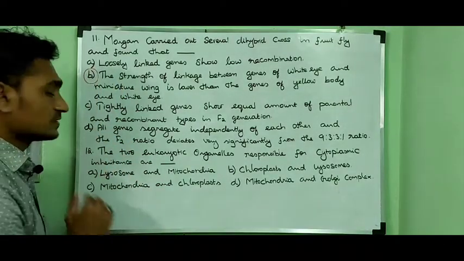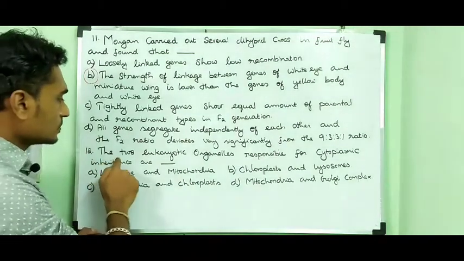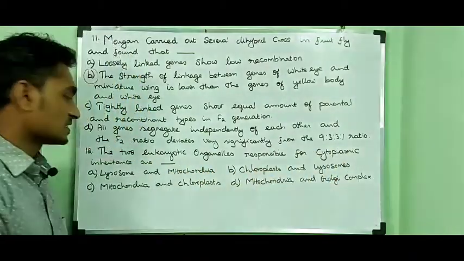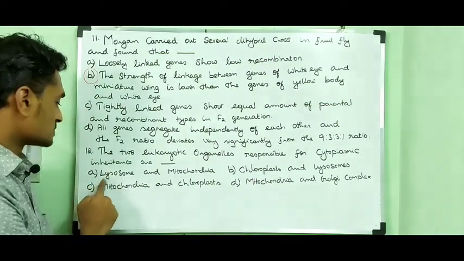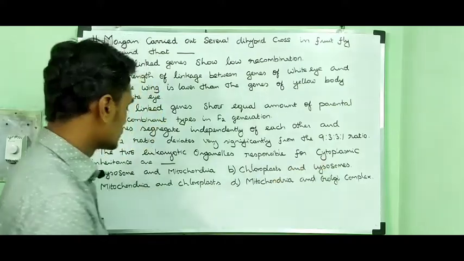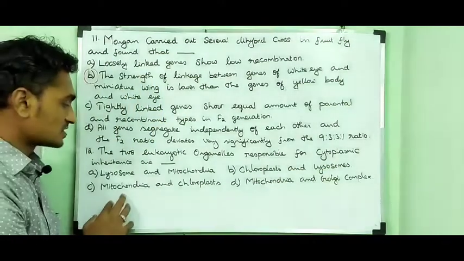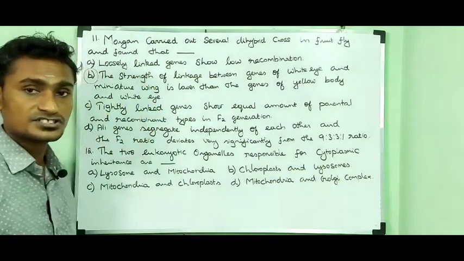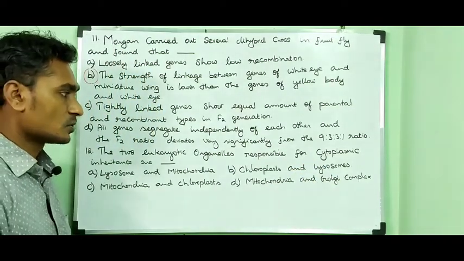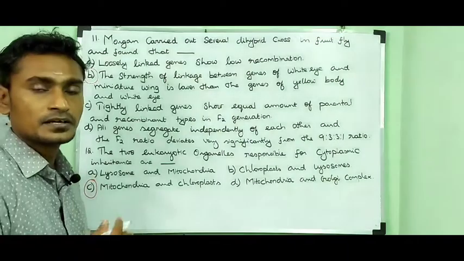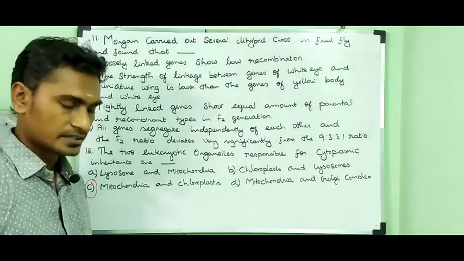Then the 12th question. The two eukaryotic organelles responsible for cytoplasmic inheritance are: option A, lysosome and mitochondria; option B, chloroplast and lysosomes; option C, mitochondria and chloroplast; option D, mitochondria and Golgi complex. So option C is the right answer. Mitochondria and chloroplast is the right answer.